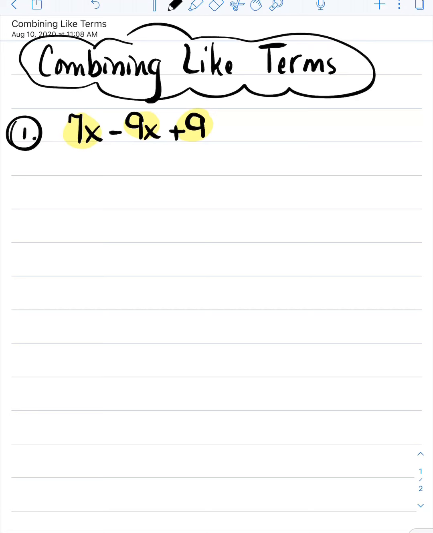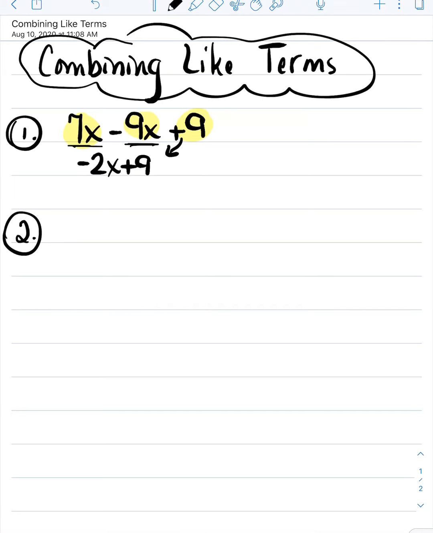But first I need to know what like terms are. Notice we have 7x and 9x. Those are the same because they have the same variable or letter with the same exponent. So now I'll just use my integer rules. 7x, take away 9x. The signs are different, so I subtract, and I keep the sign of the bigger number, which is 9. And remember to keep your letter or your variable. And then I'm just going to bring down the plus 9. So 7x minus 9x plus 9, simplified, is negative 2x plus 9.